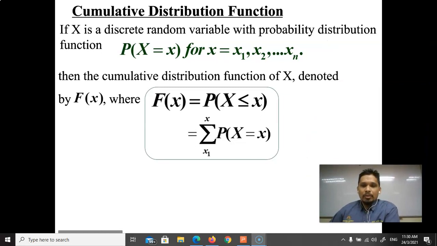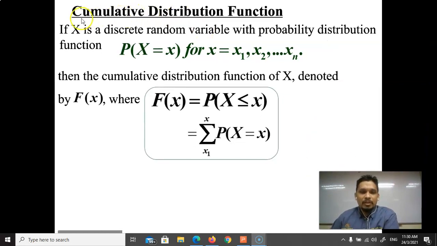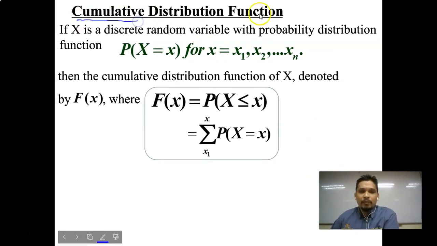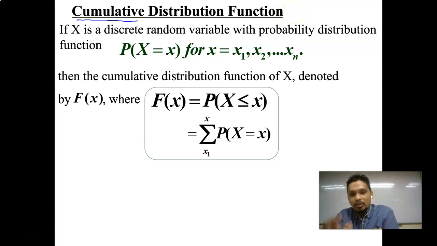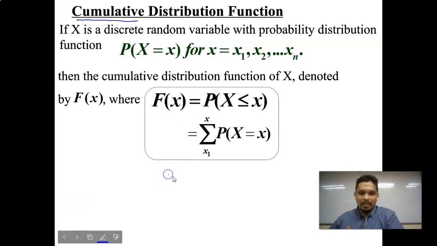Okay, cumulative distribution function. Cumulative comes from the root word accumulate. Accumulate means that we add the value from one probability to another and to another probability. So if X is a discrete random variable with this probability distribution function, then the cumulative is denoted by the summation of the probabilities from X1 until X, the numbers that we give them. Okay, next.